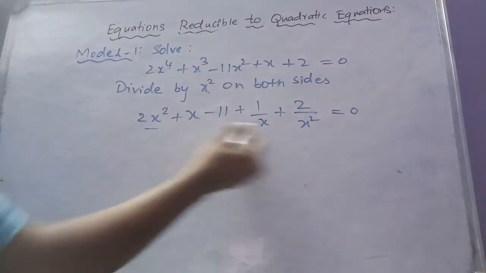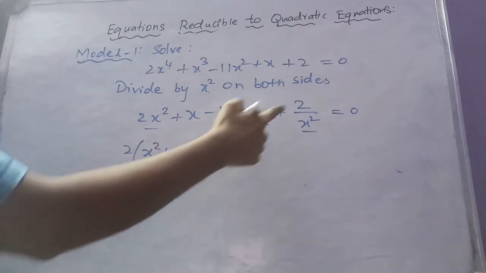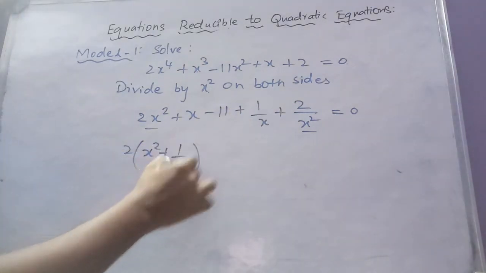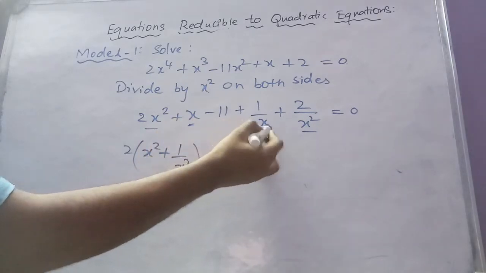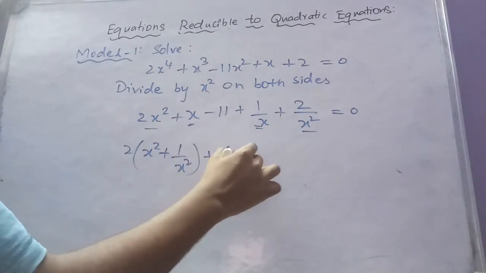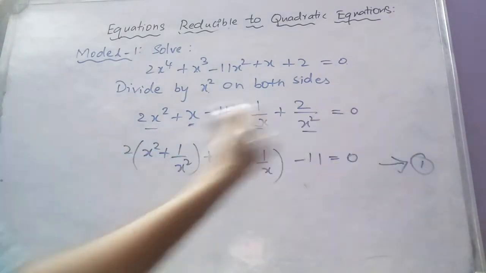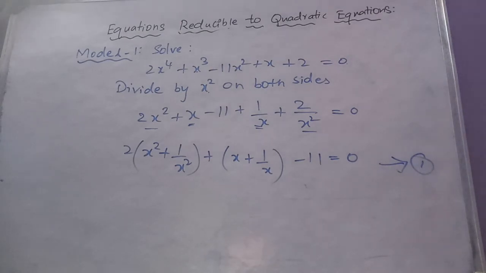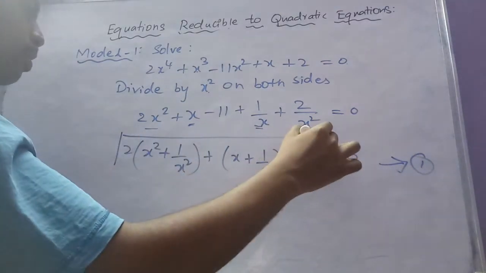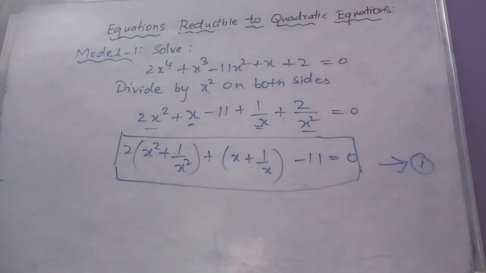Next, I will take the first and last terms where I can take 2 common. You will get x square plus 1 by x square because I have taken 2 common. And then in here and here we can take 1 common, which means nothing. I will get x plus 1 by x, and here is a constant. So let us call this equation number 1. Remember this equation, you will come back to this equation.